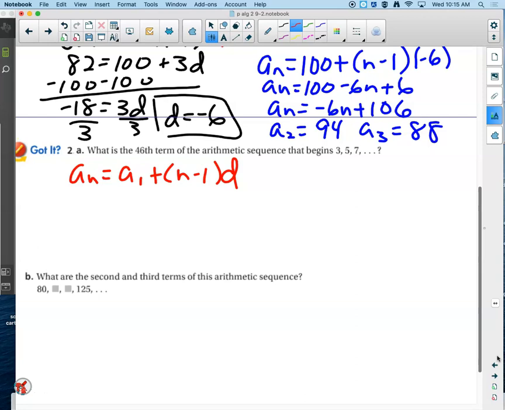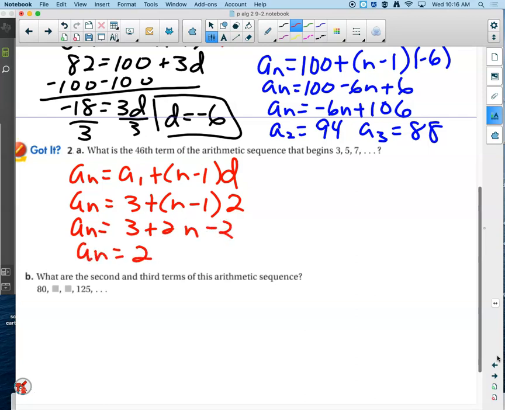Okay, so which one are we going to use for that a sub 1 this time? 3. And did you investigate already and get D? What is it? 2. Go ahead and distribute. Come up with your formula. And then double check. Make sure we're getting the same things.